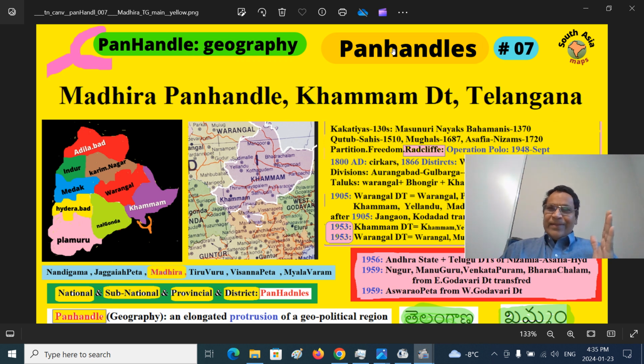We are continuing as part 7 of our panhandle geography aspects. Panhandles. What is a panhandle? This is the pan, and this is the handle. This is the pan, that is the Telangana region. You think this small part is called Madhira region in the Khammam district, Khammam Metta, that is the handle. Panhandle geography. So, Madhira panhandle of Khammam district of Telangana of Dakshinapatha, Deccan in India, Bharat. That is the topic of discussion today.